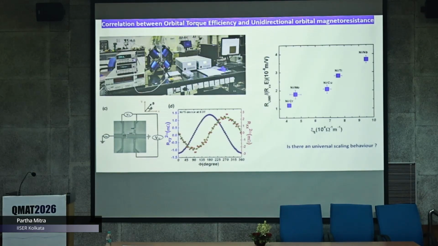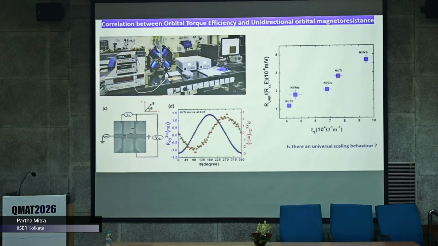Just to summarize, this is my experiment. This is the setup, very quickly. This is our vector magnet. What we are doing is, we have a very small Hall bar, and we measure both xx and xy in the 2 omega channel as a function of phi. And we do systematic measurements.